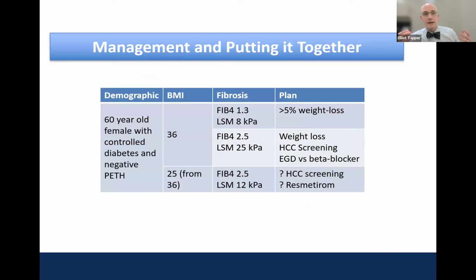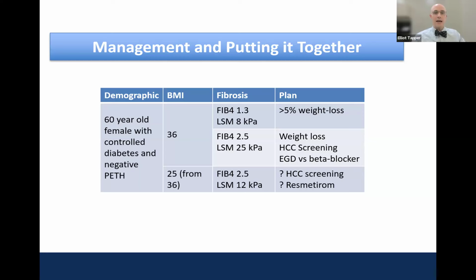You take a person with diabetes, negative phosphatidylethanol. If they have an elevated BMI and they don't have any evidence of advanced fibrosis, that's a person who just needs weight loss. They're not a candidate for resmetirom. They don't need a hepatologist. If that person has elevated FIB4, elevated liver stiffness, that's a person who needs weight loss carefully, but also referral to hepatology for consideration of liver cancer screening, or maybe even screening for varices.